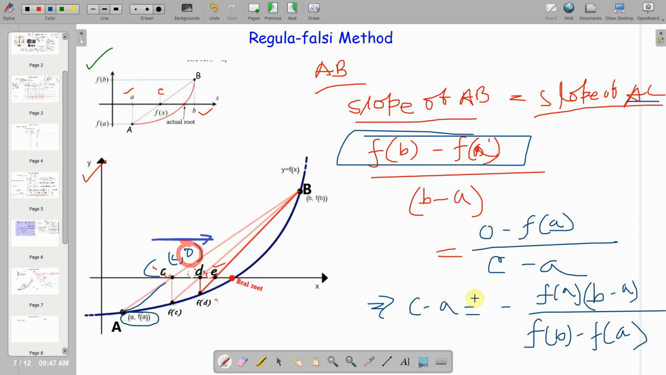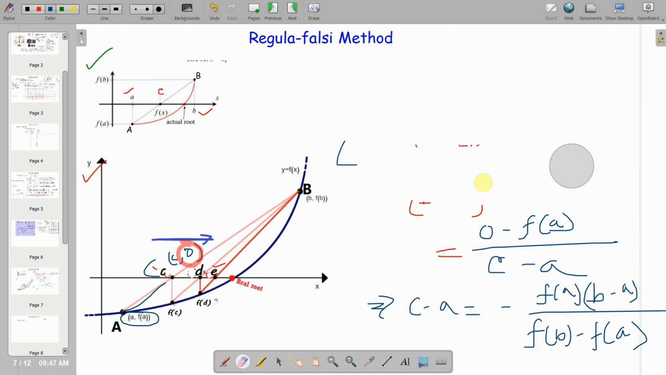Now from here you can easily calculate the C value, right? Find me the C value and simplify that expression also. Simplify that expression and tell me what the C value will be. You know how to do simplification?